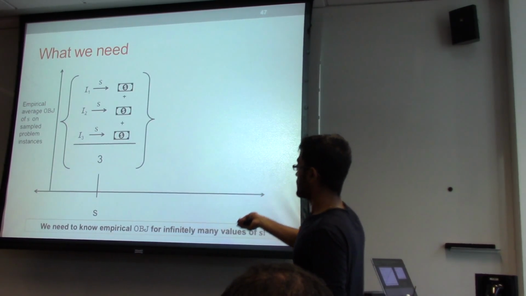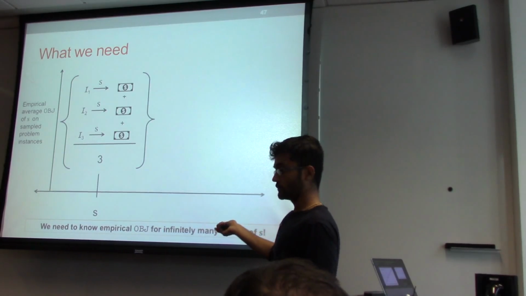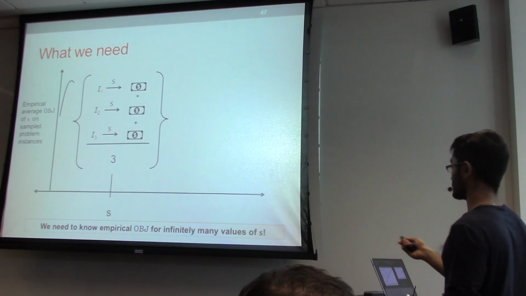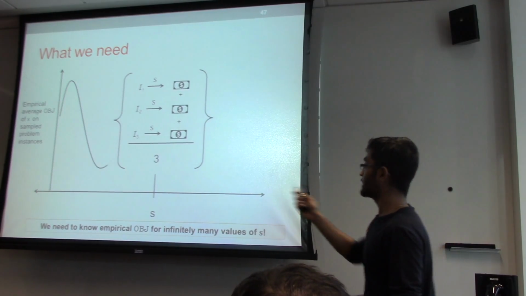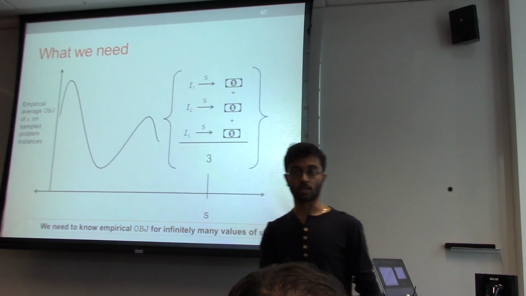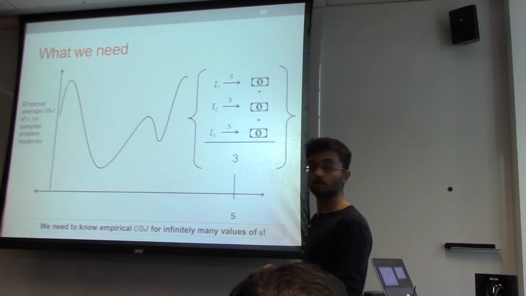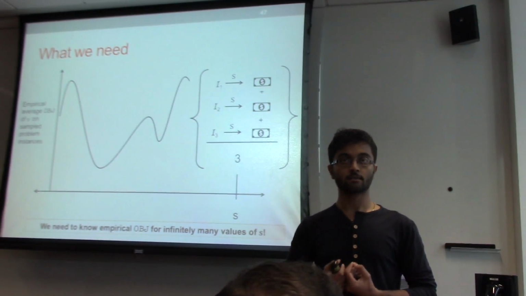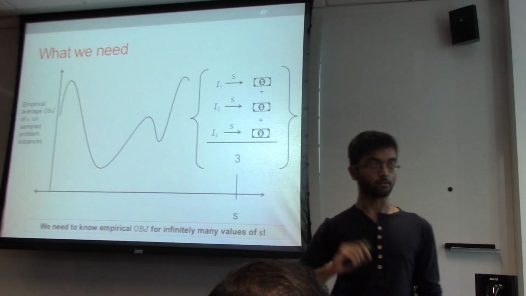Okay, so similarly, what do we need to do here? As I vary S over the values of all possible S, I want to understand the empirical average objective on the set of sampled instances. Is that the rounding parameter you were talking about a minute ago? Yeah. S is what determines the rounding function that I use.